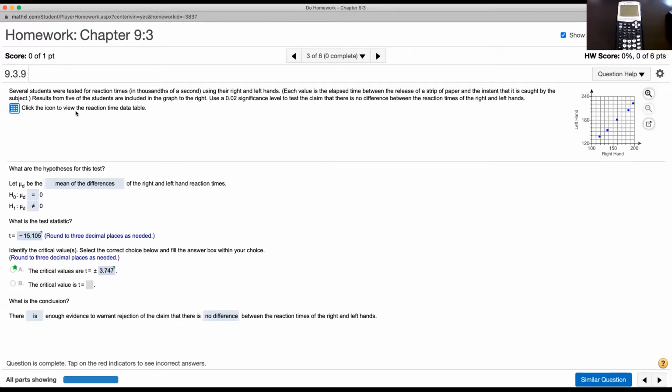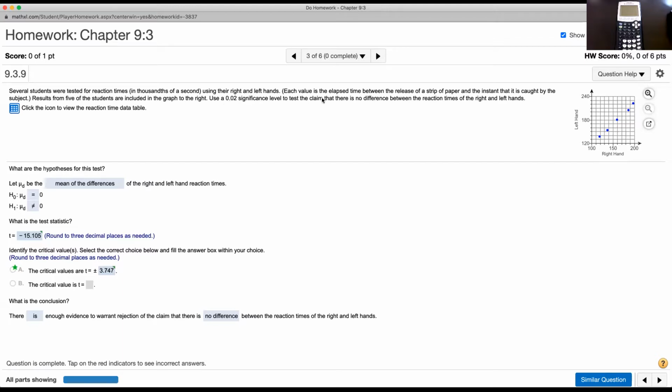Several students were tested for reaction times in thousandths of seconds using their right and left hands. Each value is the elapsed time between the release of the sheet of paper and the instant that it is caught by the subject. The results from 5 students are included in the table to the right, and we use a 0.02 significance level. You see that 0.02 significance level? That's alpha, so keep in mind that alpha is 0.02.